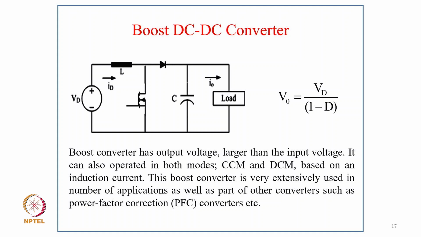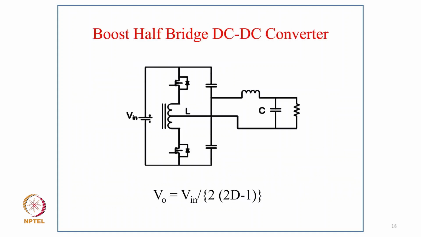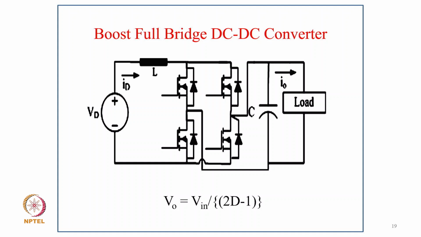As well as in other converters such as power factor correction converters. Now coming to the boost half bridge DC-DC converter. So you put a coupled inductor in between the two devices, and because of this inductor the buck operation is converted into boost operation, and the transfer function becomes Vo equal to Vin divided by 2 in bracket (2D minus 1). Similarly, the boost converter, here the full bridge boost converter.